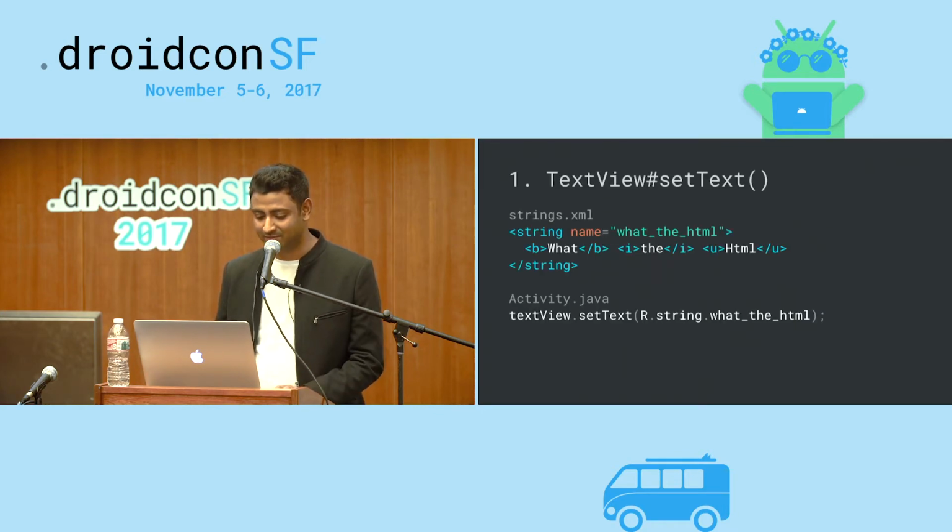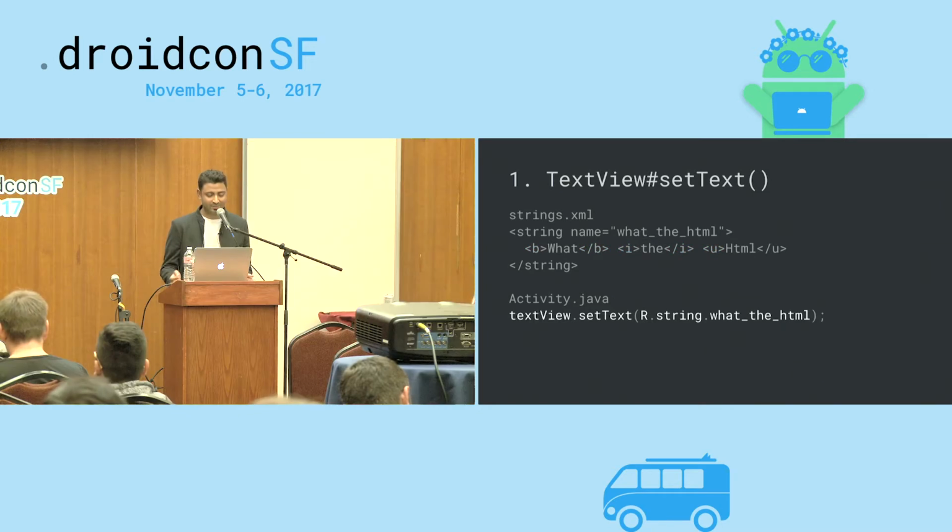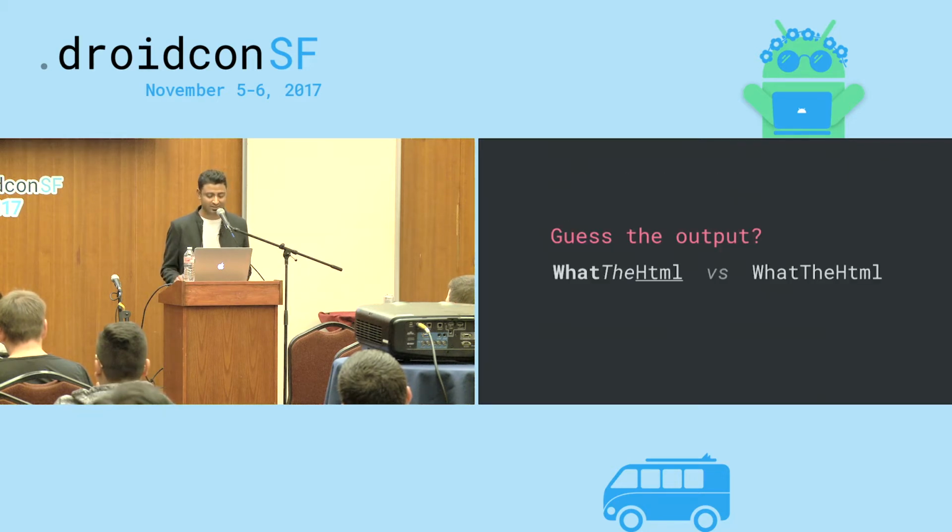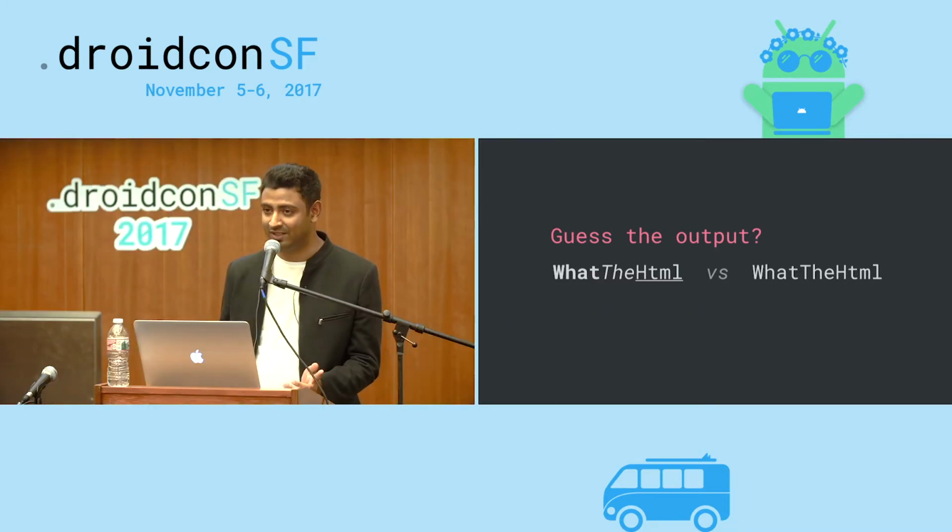So as the first question, we've got a string with bold, italics, and underline HTML tags. And we're passing its resource ID to TextView.setText. Your job is to guess whether the HTML styling will show up or not. That is, which one of these two outputs is the correct one, left or right.